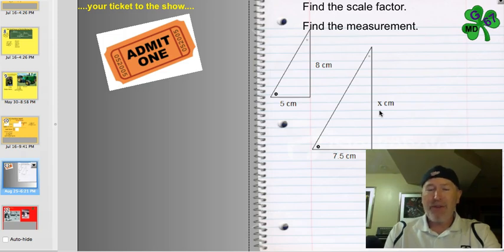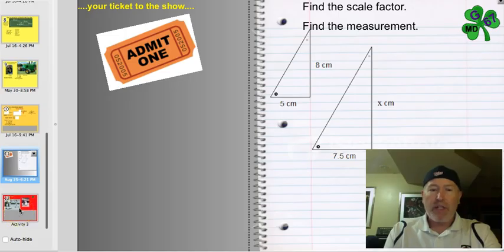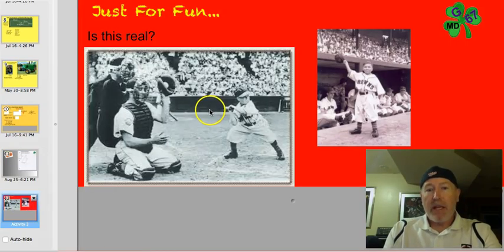Oh, you want the trivia question, don't you? All right, and how it relates to scale factor. Is this real? Is this legit? Yes, it actually is.